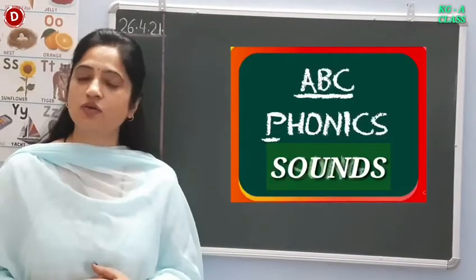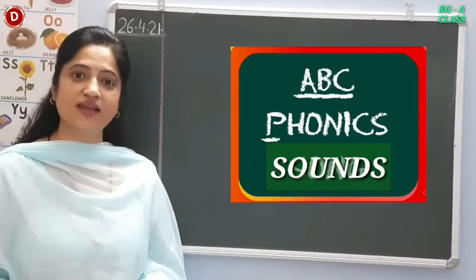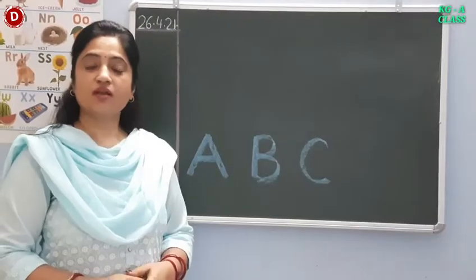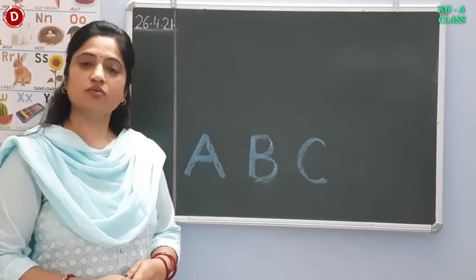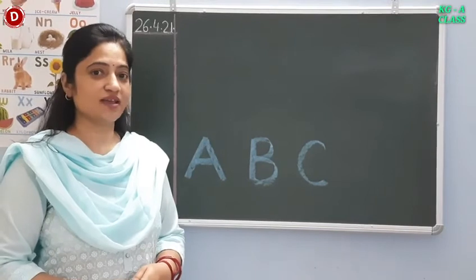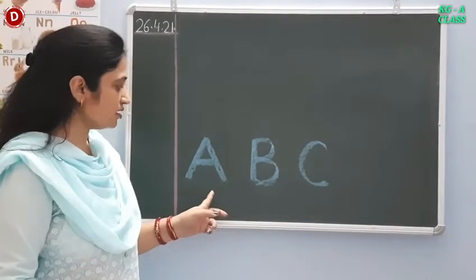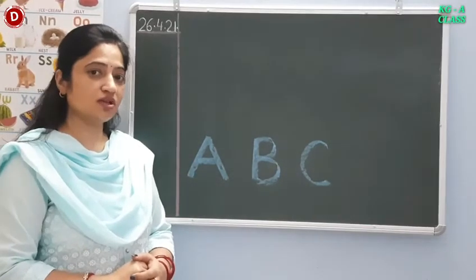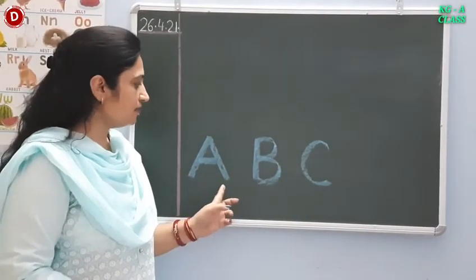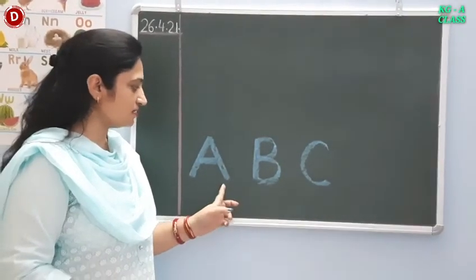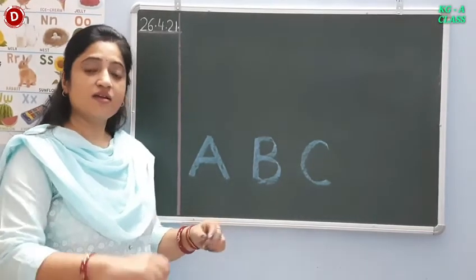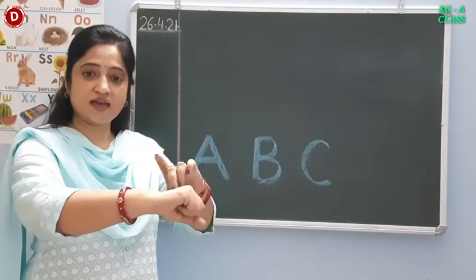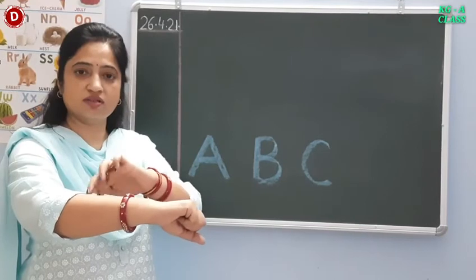Children, in this way you have to learn the sounds of the letters. I taught you the sounds of the letters A to Z. Look here children, this is A, this is B, and this is C. Now I will again teach you the song of these letters. Alright children, now see, this is A, and A says A. Pretend there is an ant on your arm, and what will you say?